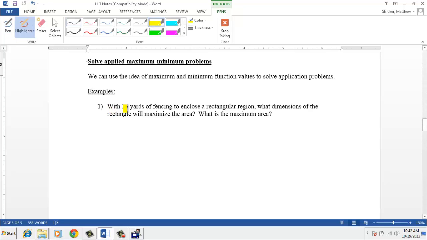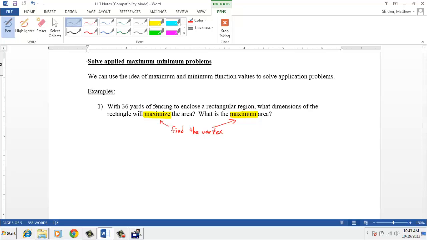It says, with 36 yards of fencing to enclose a rectangular region, find what dimensions of the rectangle will maximize the area, and what is the maximum area. And the first thing that you should notice here is that it uses this word maximum, which should kind of send off some light bulb in your head that says, oh, it says maximum. That means we need to find the what? Find the vertex.